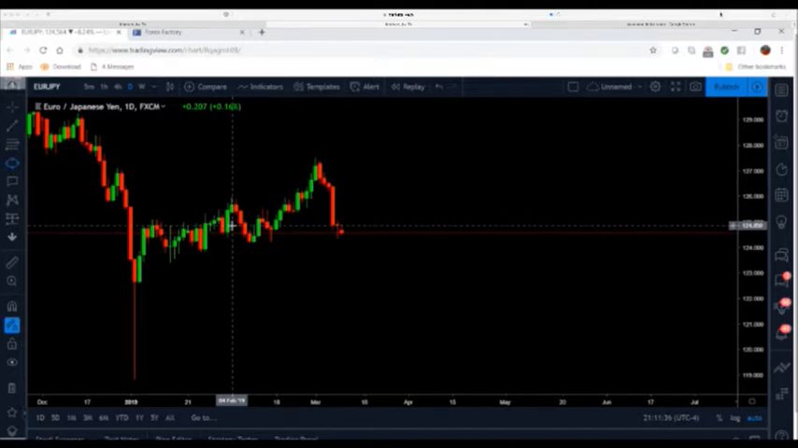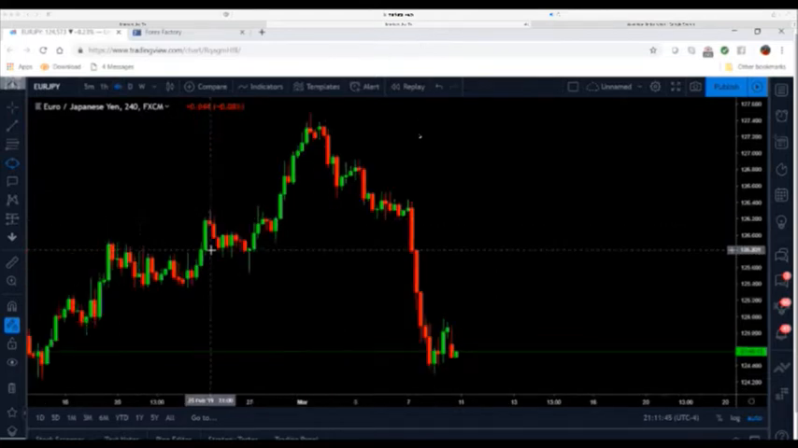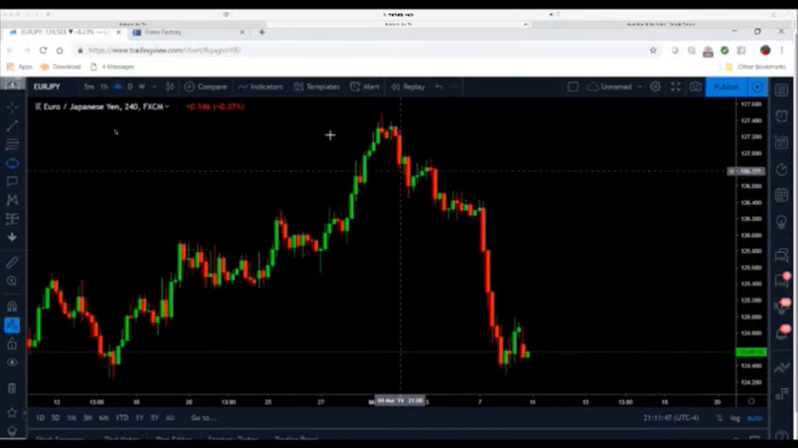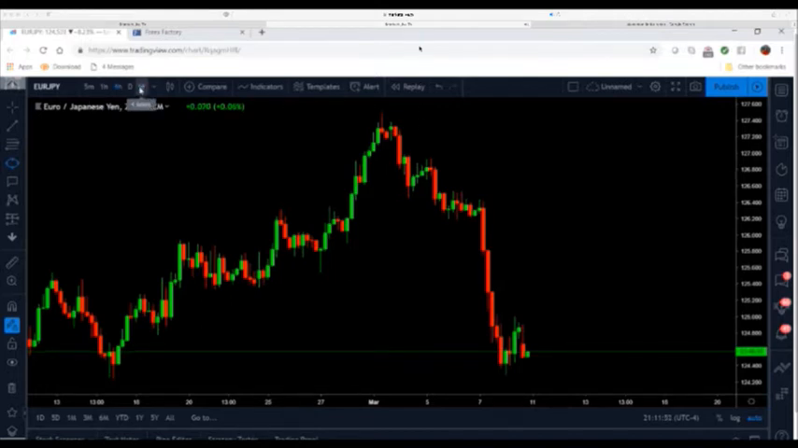So the market factors in news. It factors in volume. It also factors in time. Each time frame, the market changes. Every week, so on and so forth. All right, guys?